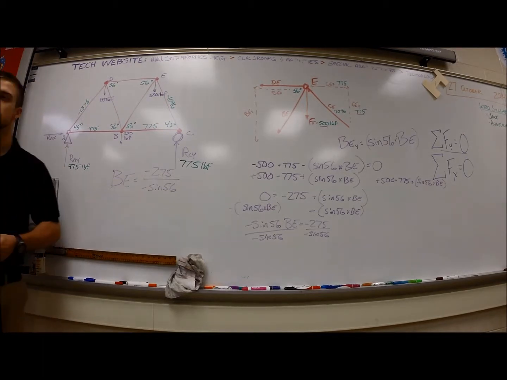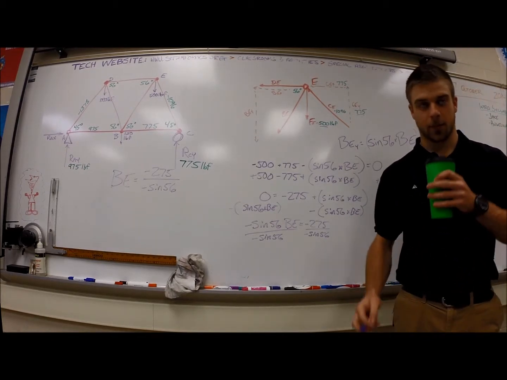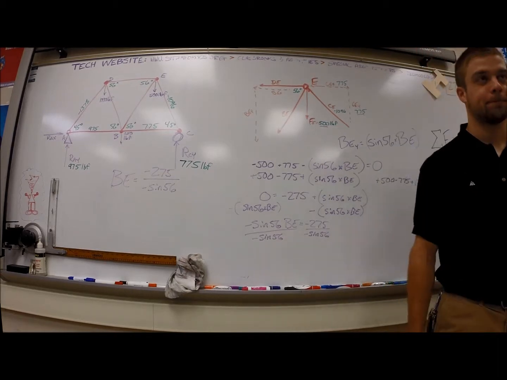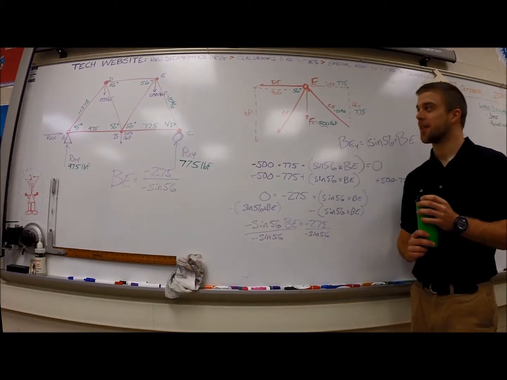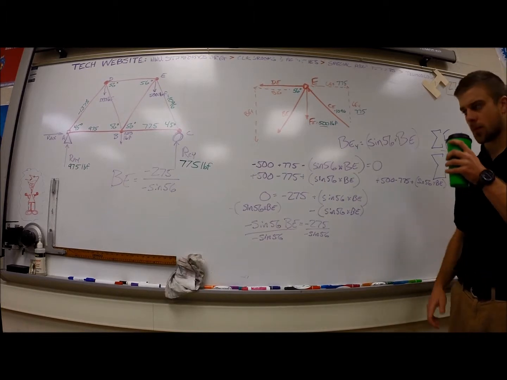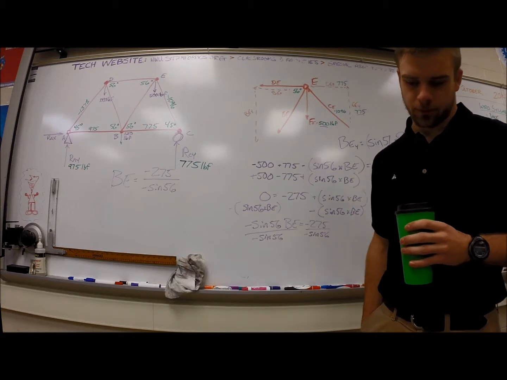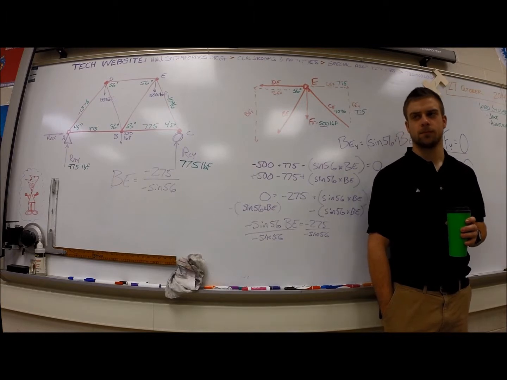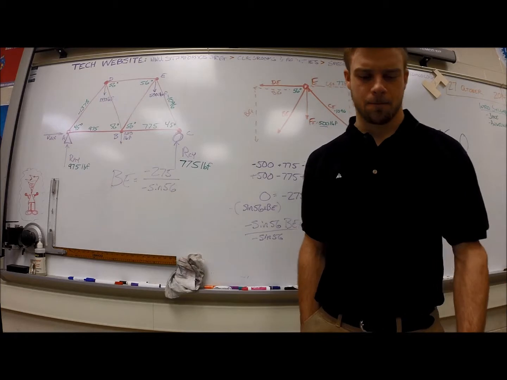Can we solve for BE? Yes, we can. What do you get? A positive number. Well, that's good. We got 527.27. 527.27. Anybody else get there?